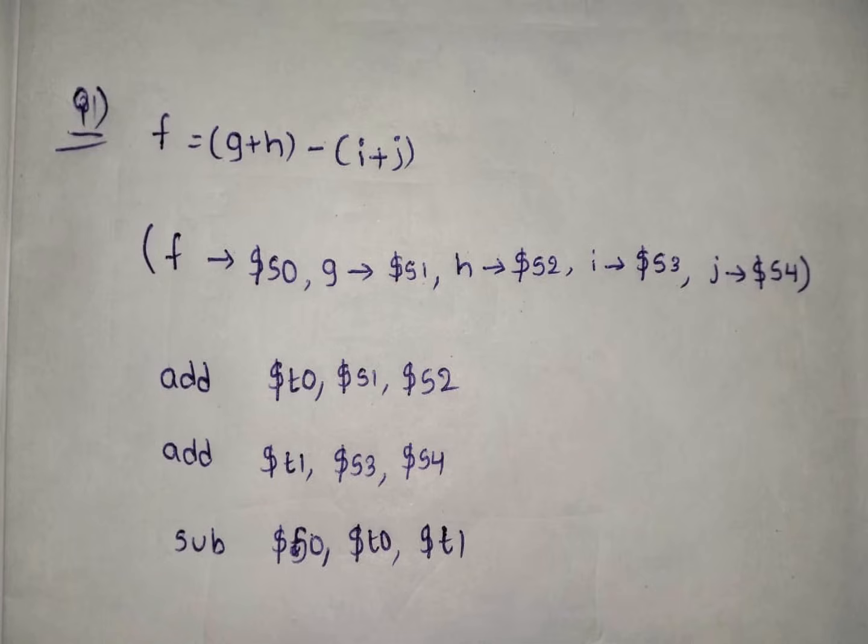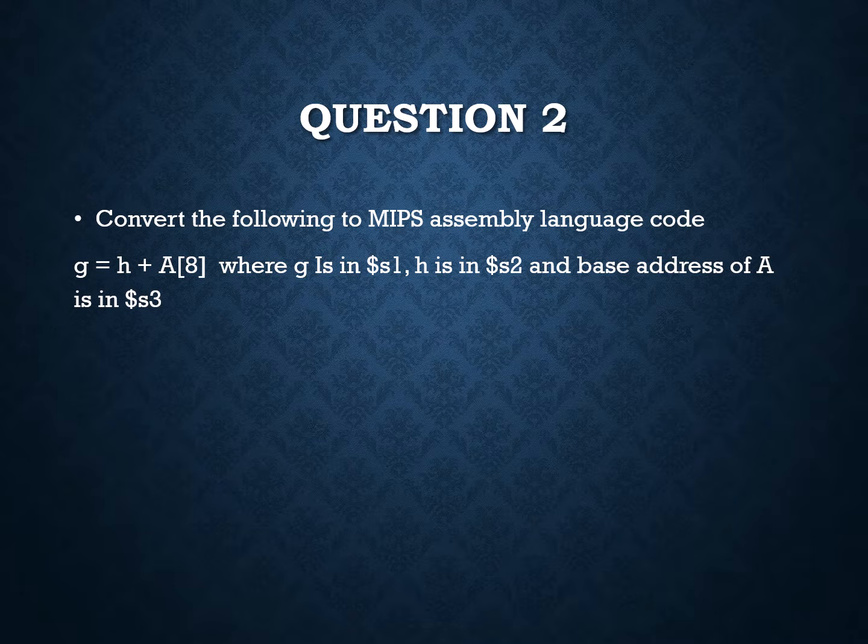Now let me tell you how to write for an array. Let's take an example for an array. We have to convert the following to MIPS assembly language code: g = h + A[8], where g is in $s1, h is in $s2, and the base address of A is in $s3. It is given. Yes or no?